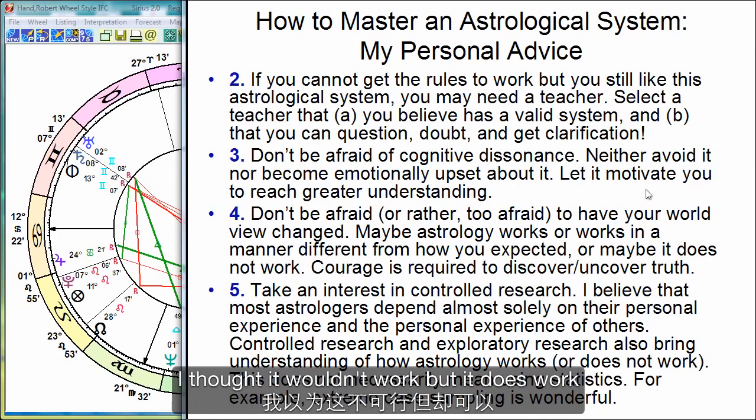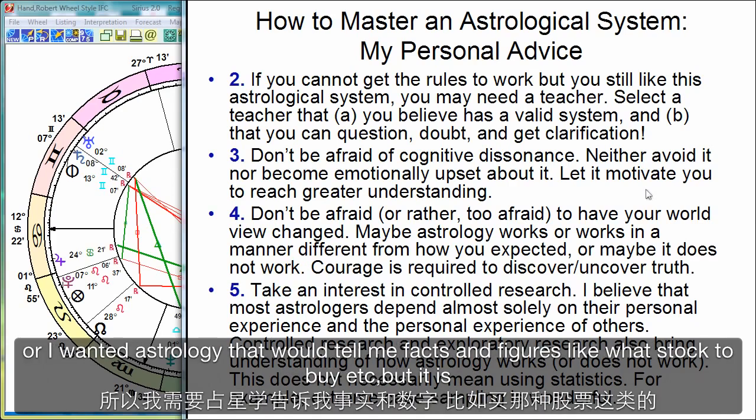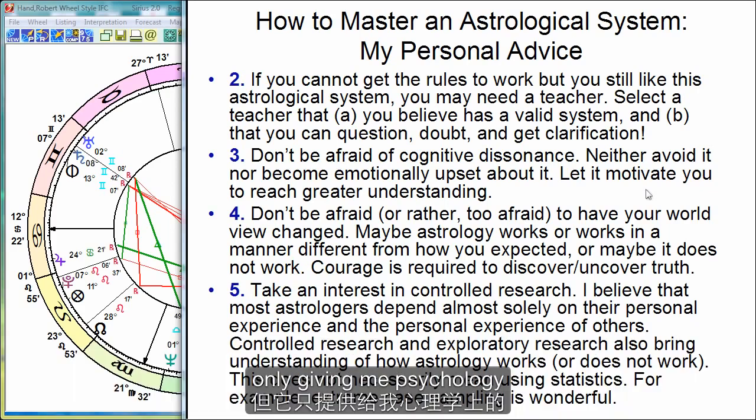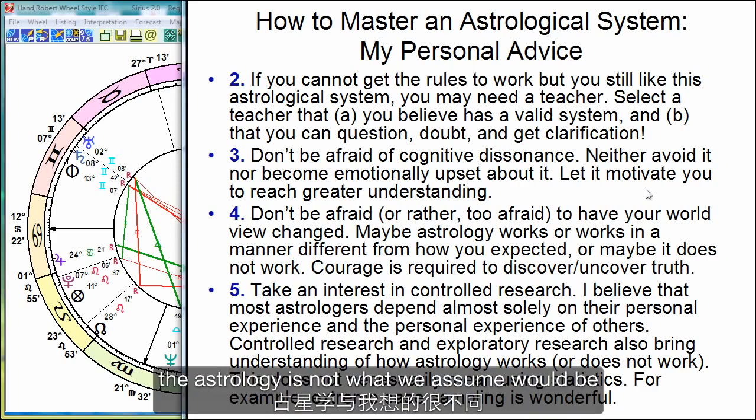I thought it wouldn't work, but it does work. I thought this would only work psychologically, but it's actually telling me experiences in my life. Or I wanted an astrology that would tell me facts and figures so I know what stock to buy, etc. And it's only giving me psychology. The astrology isn't necessarily what we assume it will be.